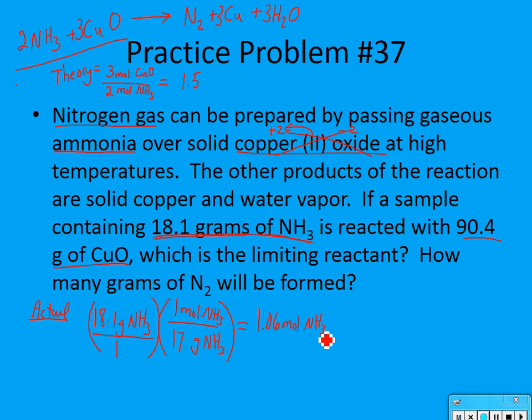Now let's figure out how many actual moles of the other reagent we have, copper oxide. So it says we started with 90.4 grams of copper oxide. So that's what I'm going to put over 1.